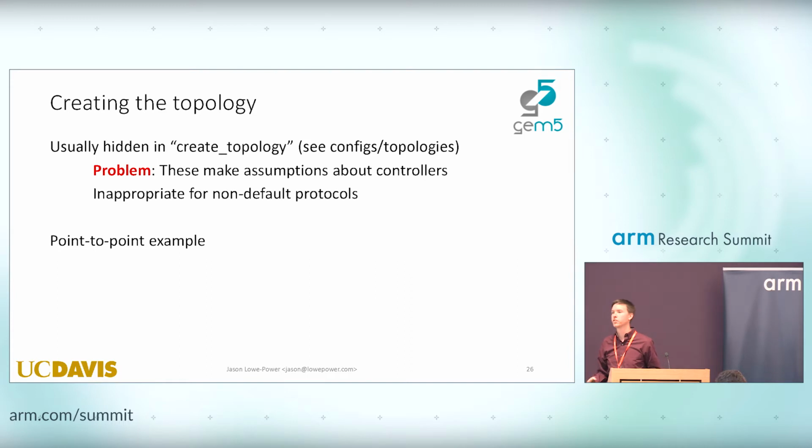So you can't always use these topologies with whatever new protocol you create. For instance, if you're creating a heterogeneous protocol where you have different kinds of L1 caches, like say CPU, GPU caches, you really can't use any of these topology functions. So let me quickly show you what you would do if you wanted to create your own new cache topology.